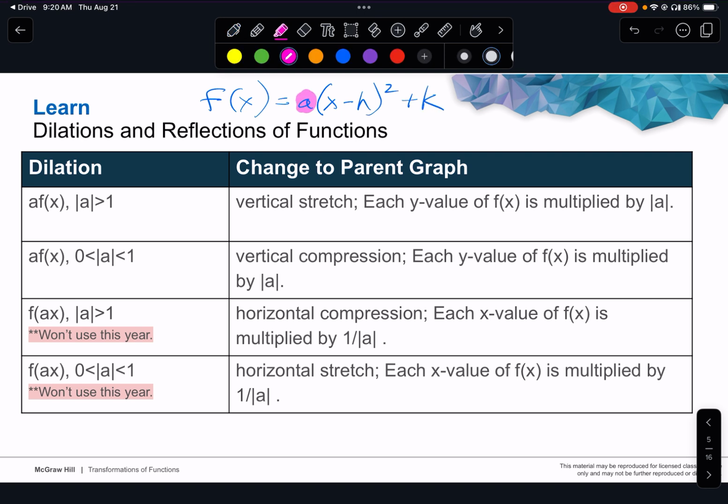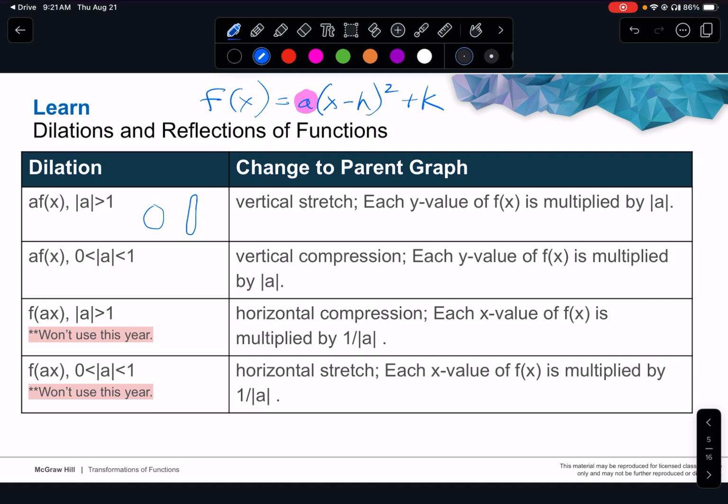If that a value right here, if its absolute value is greater than 1, it's going to be a vertical stretch. So think about taking a rubber band, and if that rubber band you were holding it was like this, and then we stretch it, it's going to end up looking like this. It actually gets narrower if we stretch it vertically. Okay, so that's what vertical stretch is going to look like.